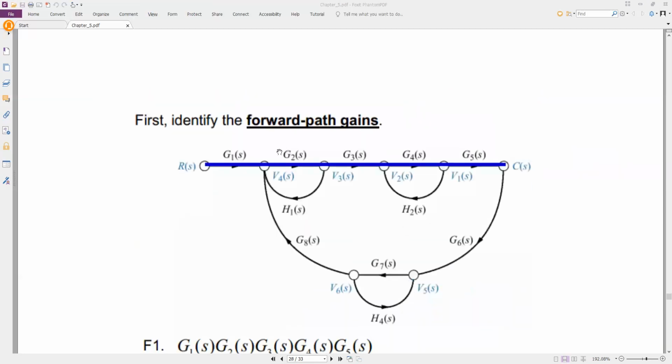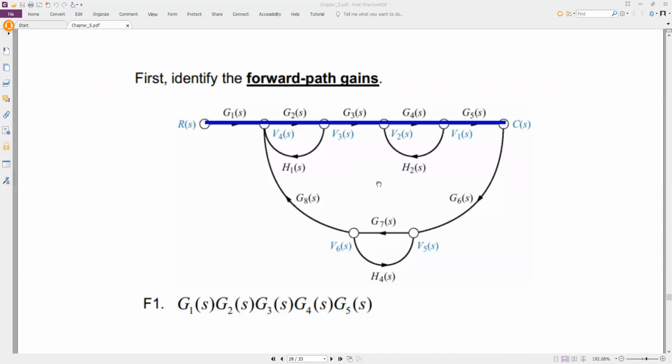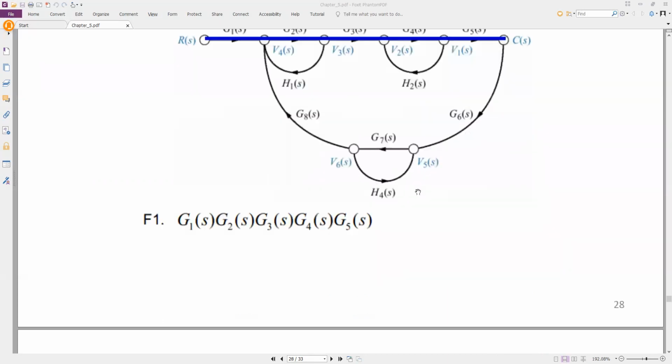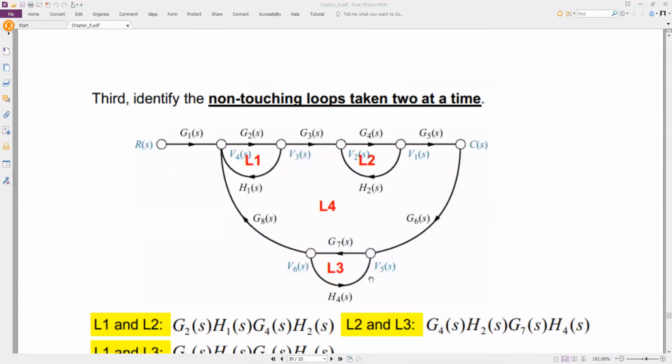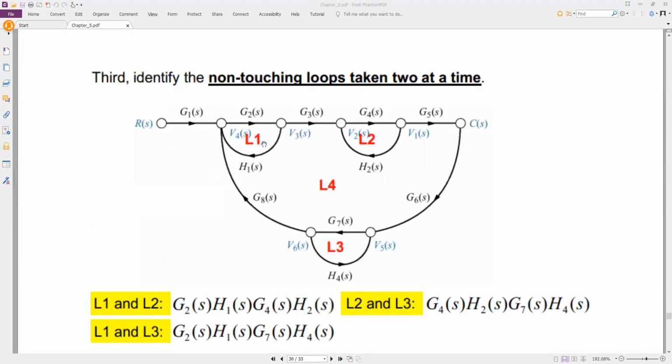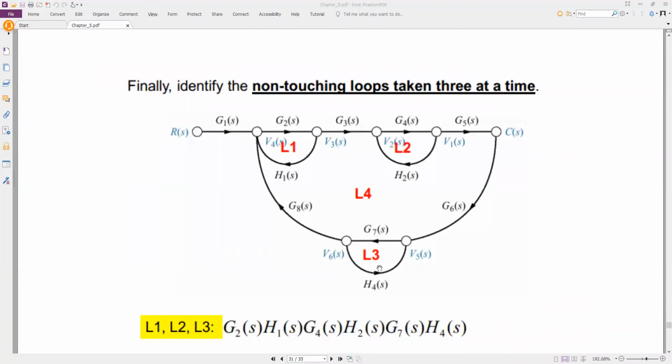Now find the forward path gain, which is G1, G2, G3, G4, and G5. And the loop gains, which I explained a few minutes ago: these are the loop gains, 4 loops. And the non-touching loops like L1, L3; L2, L3. These are the non-touching loops taken 2 at a time. Non-touching loops taken 3 at a time: L1, L2, L3.